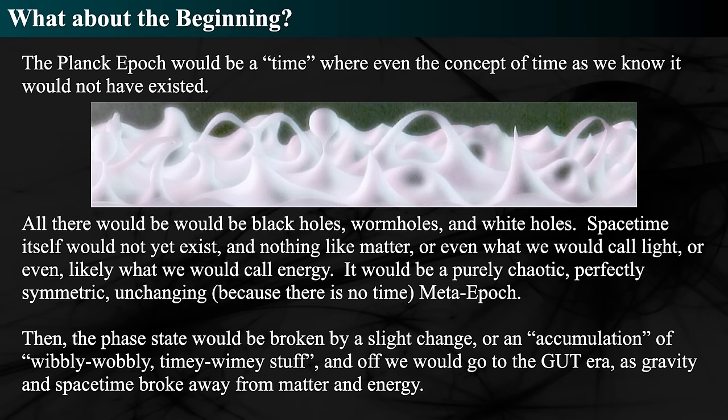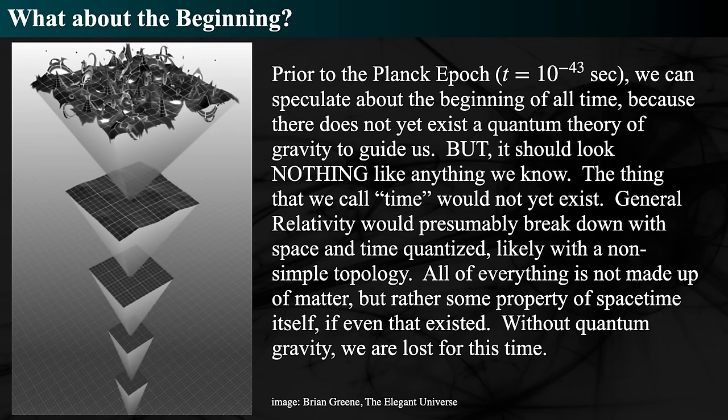So the first step is a breaking of symmetry such that time exists. That would be the first step. A breaking of symmetry such that time exists. So you can even think of it backwards and forwards in time. It doesn't even matter. There is no such thing as time yet. So once you do that, you break the symmetry, time begins, and then you get the Planck epoch. Prior to that Planck epoch, nothing we can speculate.